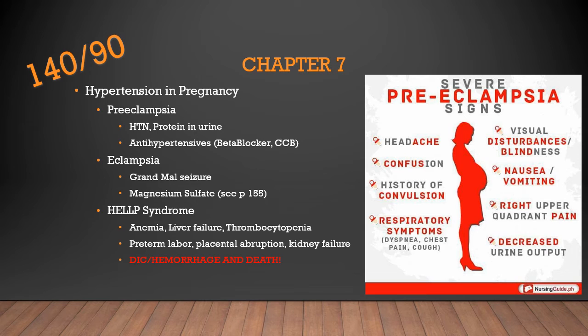Eclampsia is thought to be triggered by things like cerebral vasospasm, hemorrhage, ischemia, or edema. And so it's all changes in the perfusion to the brain. Warning signs would be severe persistent headaches, epigastric pain with nausea and vomiting, hyperreflexia with clonus, and restlessness.